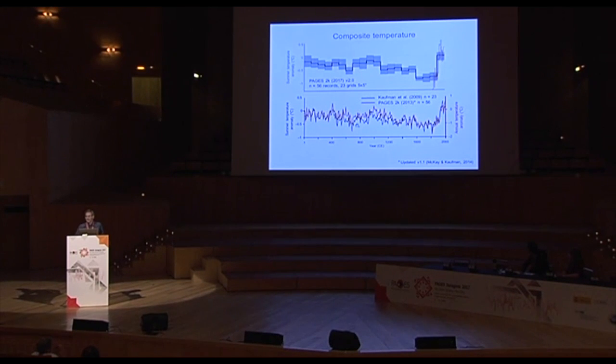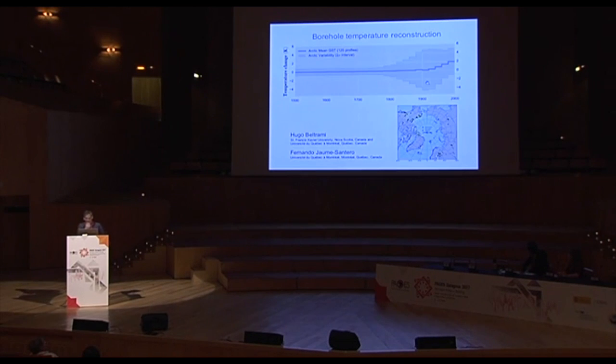Here are the decadally resolved records based on just 23 records at that point. And then in PAGES 2K version 1, we doubled the number of data sets and also calibrated them with respect to annual temperature. Notice the scale here is twice that for annual on the right compared to summer on the left. But in any case, the basic features are all there. We have the overall cooling trend prior to the 20th century, so the medieval bump and the coldest period during the Little Ice Age.